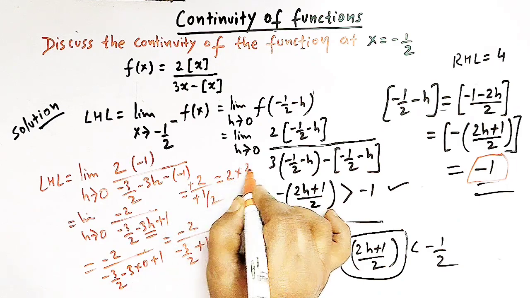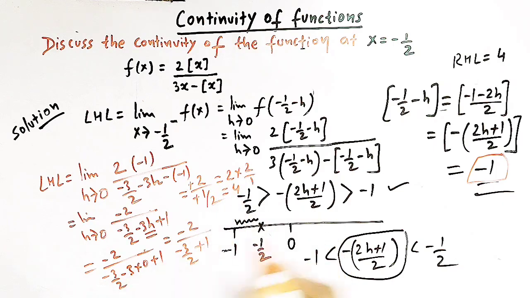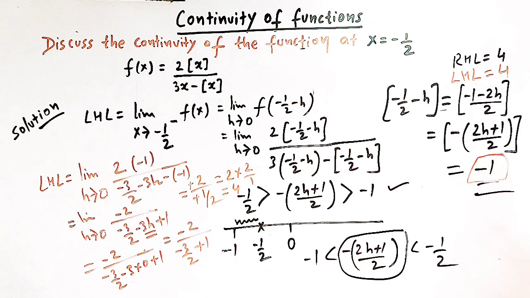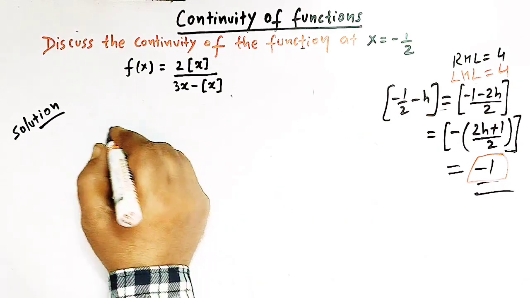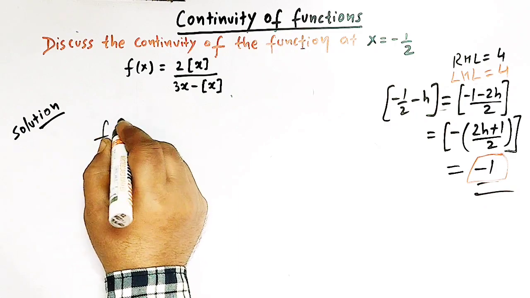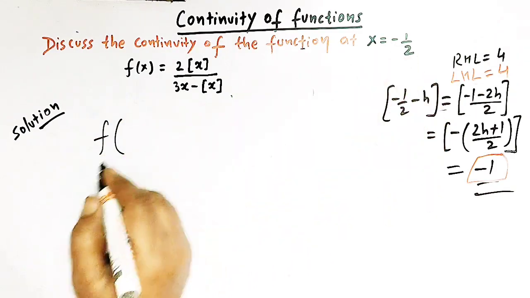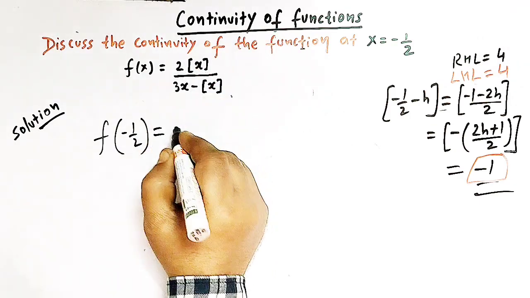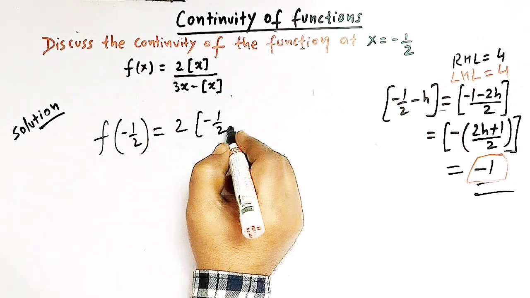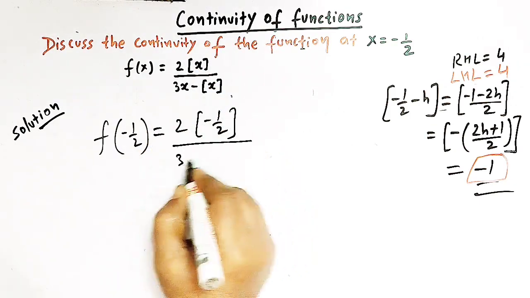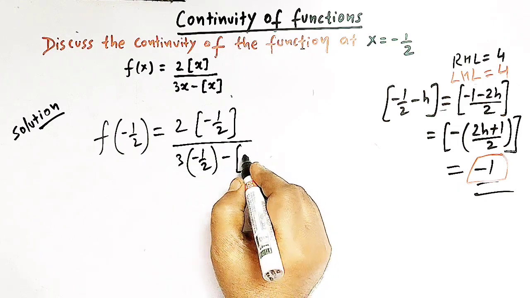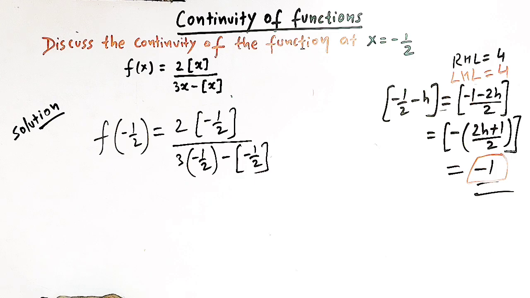We have 2 times 2 over 1, that is 4. So the left hand limit is also equal to 4. So now let us find the value of the function at this point, that is minus half, right? So we have 2 times minus half, and then we have 3 times minus half, and here we have greatest integer of minus half.